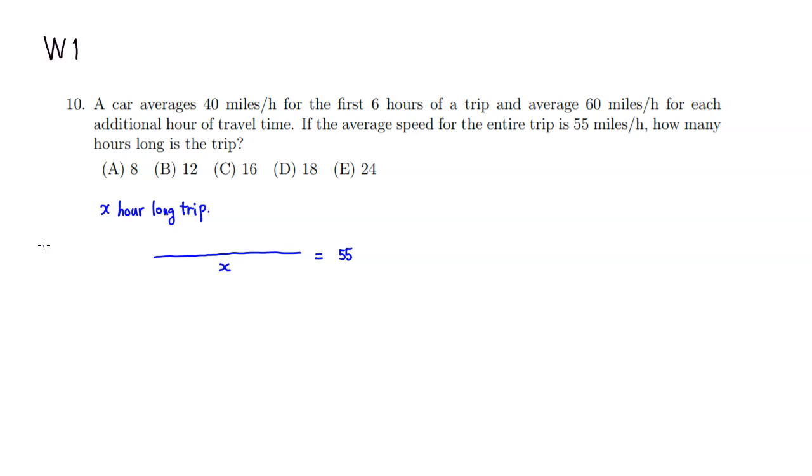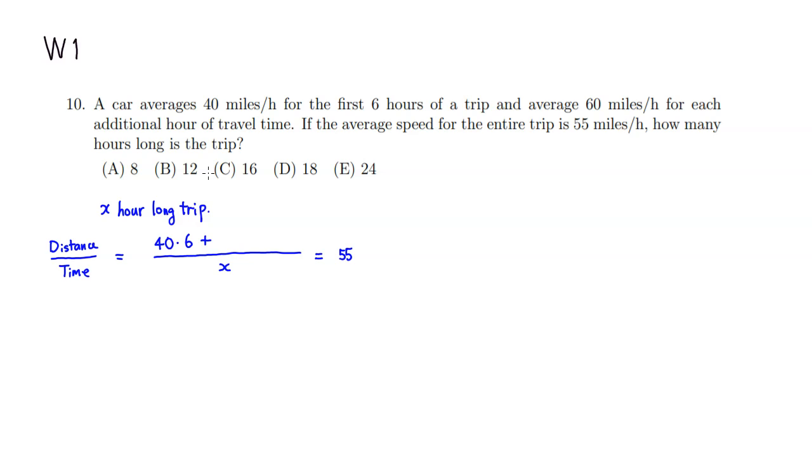So what would be the distance? So I'm doing distance divided by time, right? So time we already know, x hours long. So the distance, how far does it travel? For the first 6 hours, 40 miles per hour, and for 6 hours, so that's easy, right? So 40 miles per hour for 6 hours. So 40 times 6. That's for the first 6 hours.